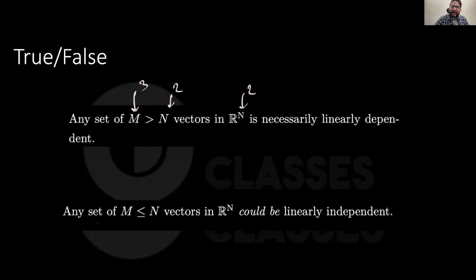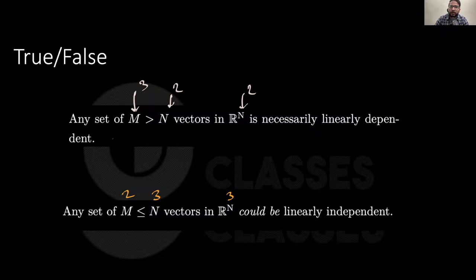And the second statement, any set where m is less than or equal to n. Let's suppose this time we take 3 and 2, which means R3. Any set of two vectors in R3 could be linearly independent. Just tell me which one is true, which one is false. Let me know.